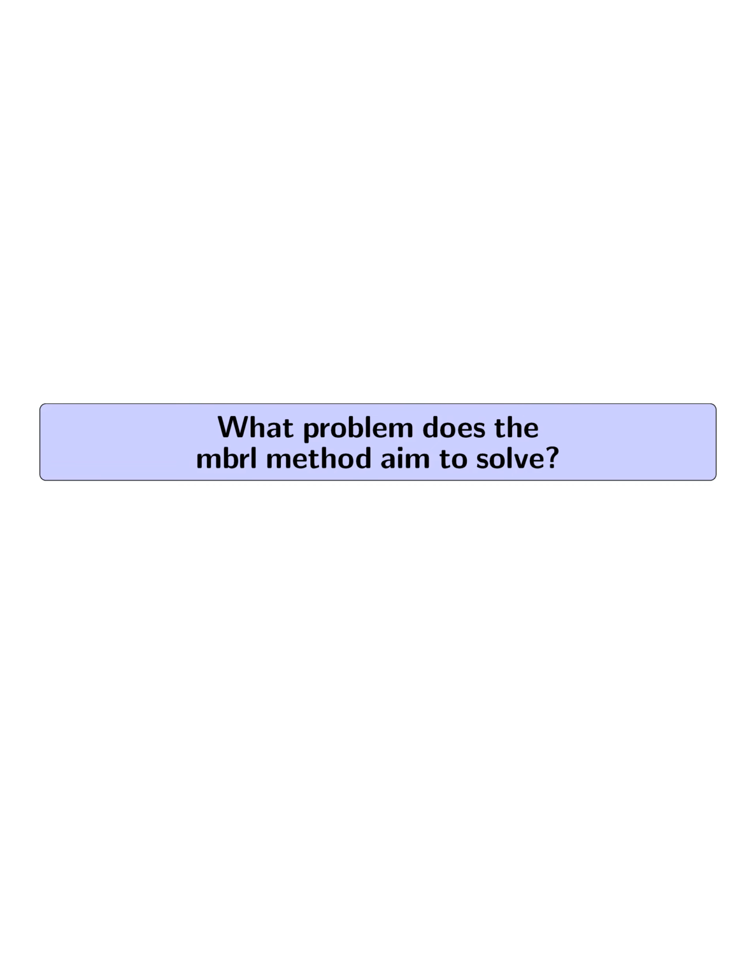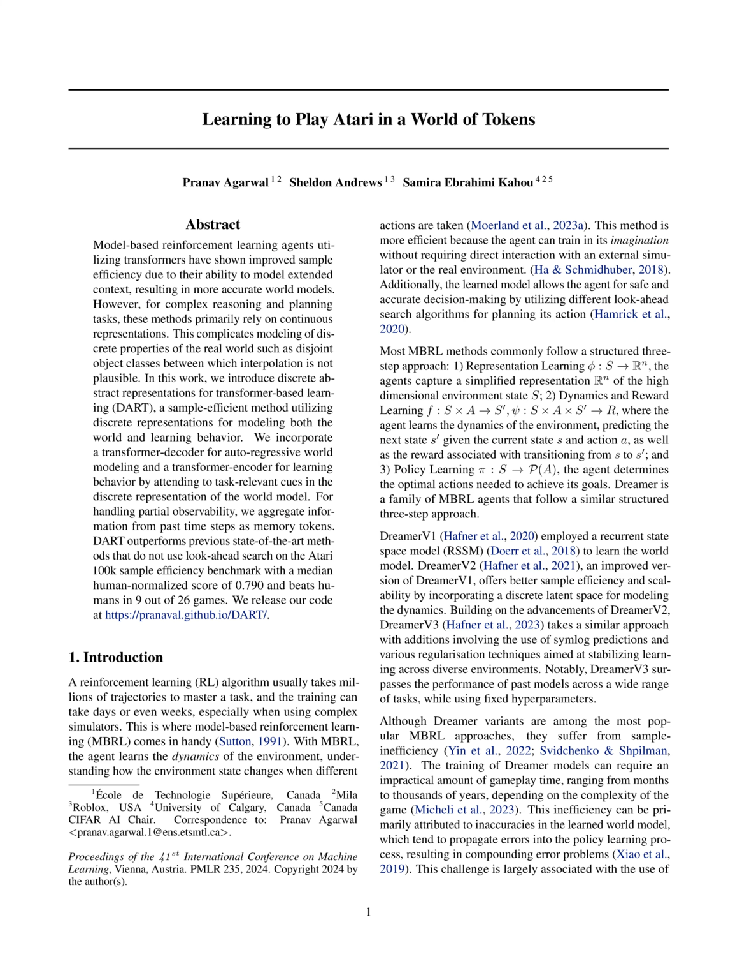What problem does the MBRL method aim to solve? The MBRL method aims to solve the problem of sample inefficiency in reinforcement learning (RL) algorithms. Traditional RL algorithms, such as those using complex simulators, can take days or even weeks to train and require millions of trajectories to master a task.